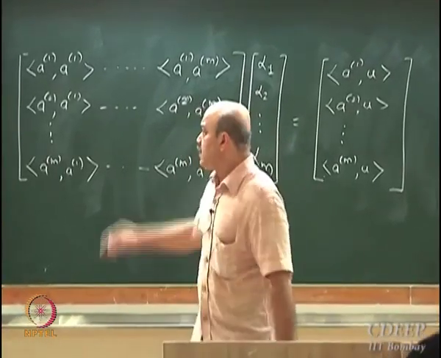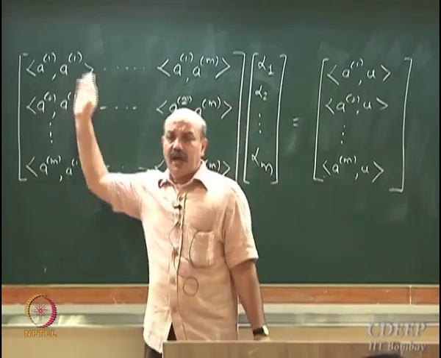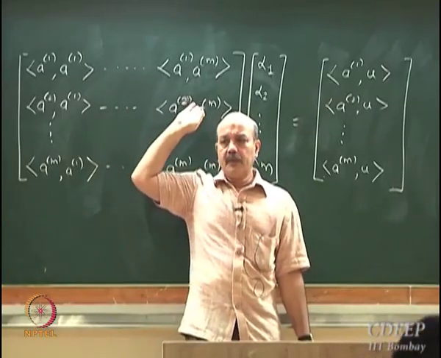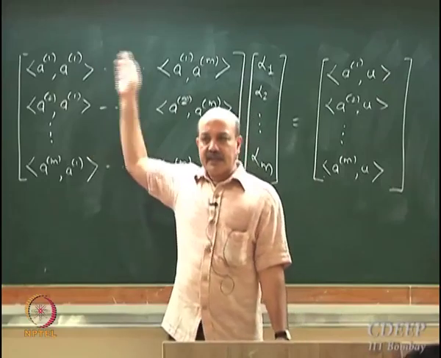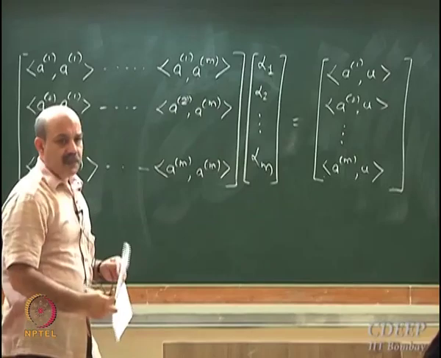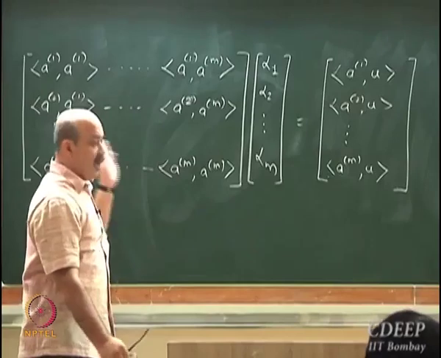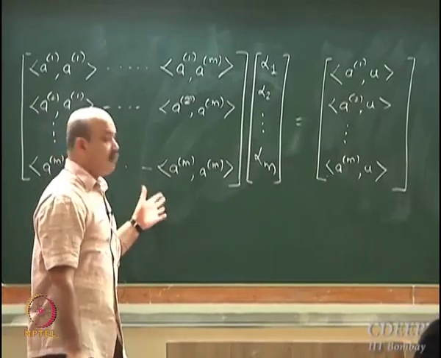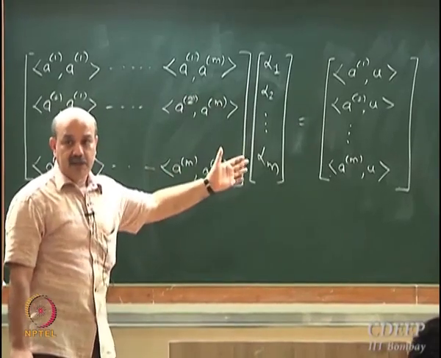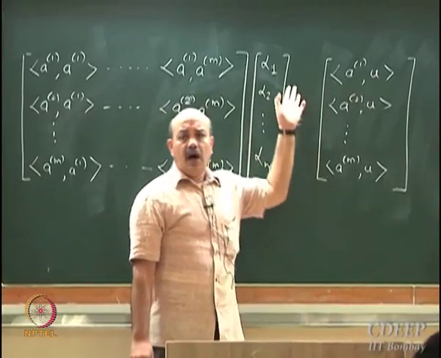When I solve this, these are the inner products here. The basis vectors a1 to am are known to you, so you can compute their inner products. So this will be a matrix. What is the dimension of this matrix? There are m vectors, so this will be an m cross m matrix. This m cross m matrix is invertible. In fact, it is a symmetric, positive definite, invertible matrix. You can check that.